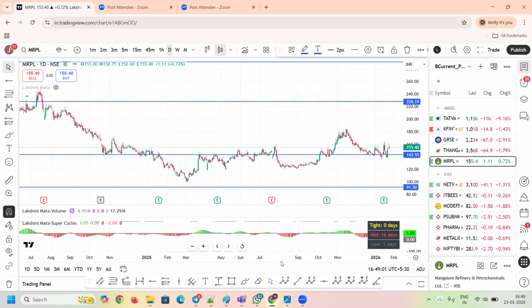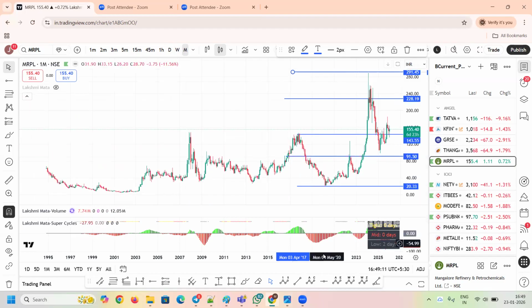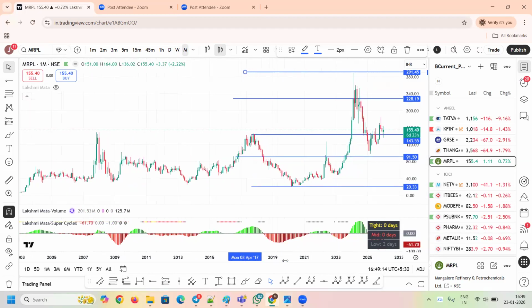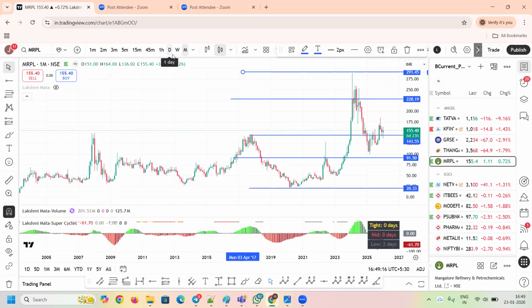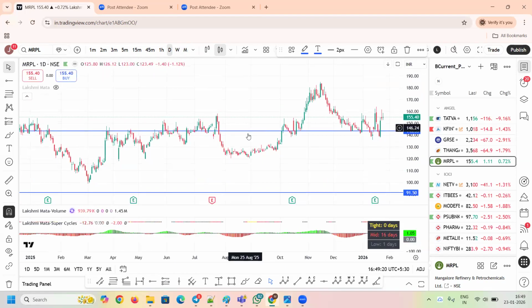So now, what is your requirement? If you are a long-term investor, then you should draw support lines in monthly and weekly time frames. If you are a swing trader, try to draw it in the weekly chart, and try to draw these support and resistance lines in daily. If you see this daily, here there is no point. So here there is no line as per weekly and monthly charts.